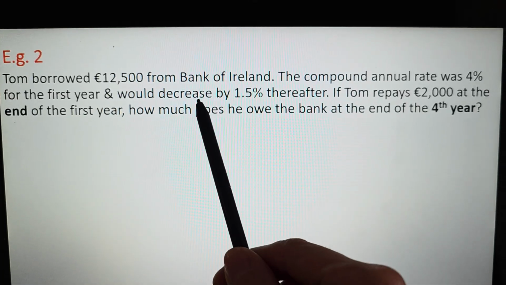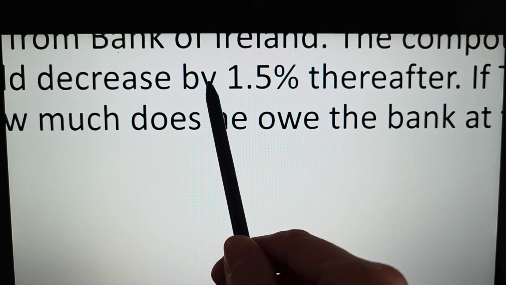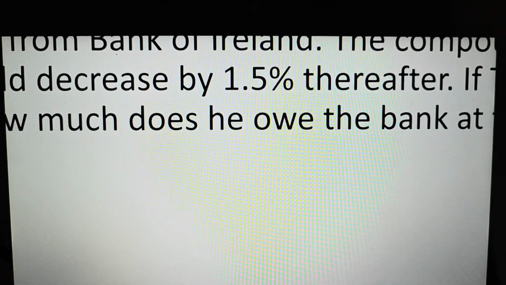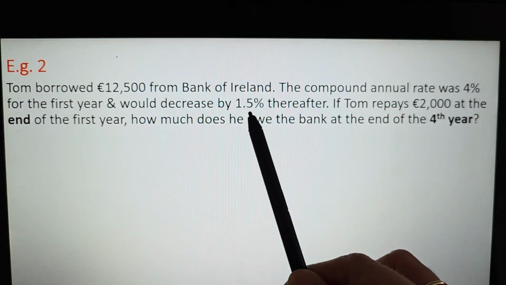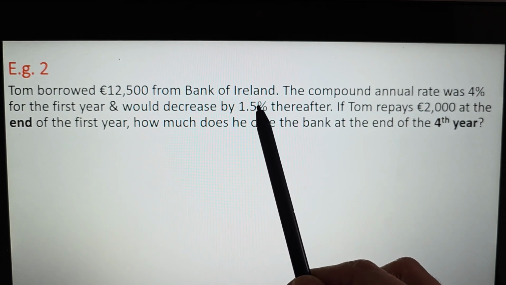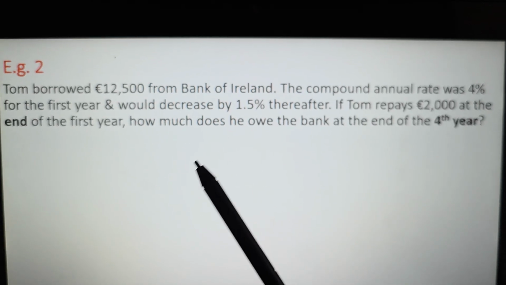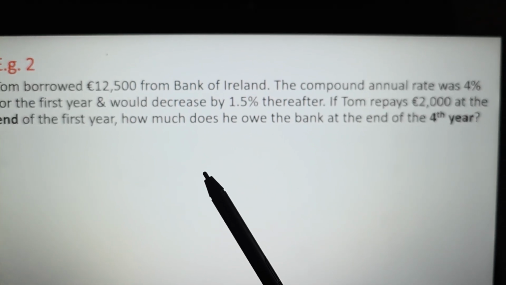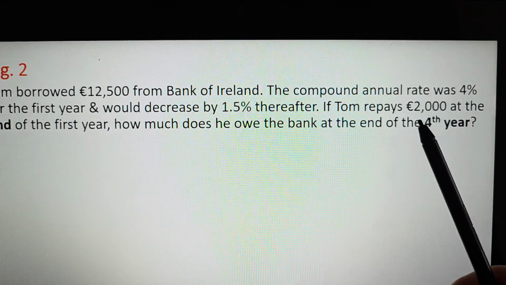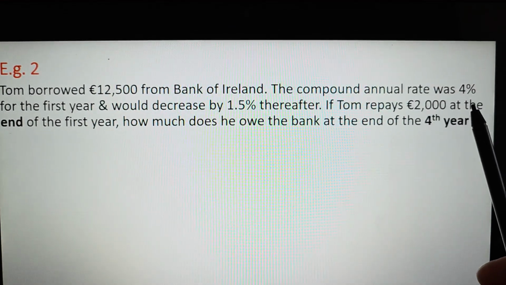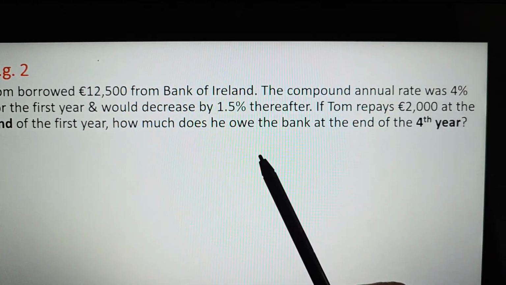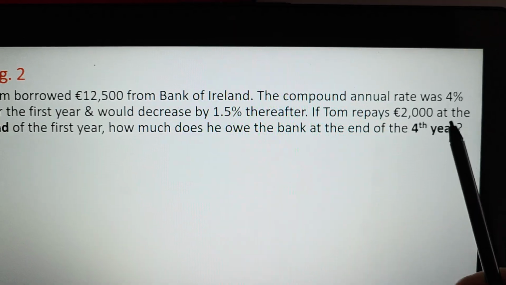It doesn't mean it's going down to 1.5%. It's going down by. All right. So 4% take away 1.5% would leave you at 2.5%. So the compound rate of interest for the second year would be 2.5%. Okay, if Tom repays €2,000 at the end of the first year, how much does he owe the bank at the end of the fourth year?